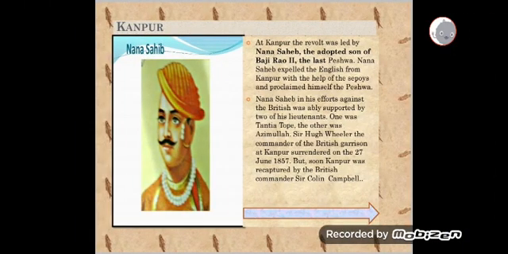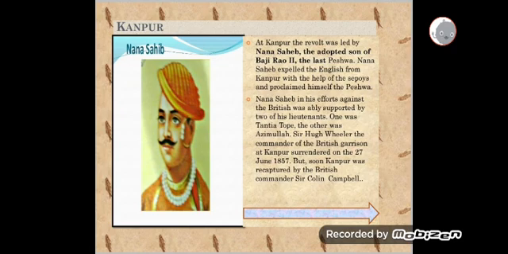After that, we try to know about Kanpur, Nana Sahib. Here we discussed about Nana Sahib. At Kanpur, the revolt was led by Nana Sahib, the adopted son of Baji Rao II, the last Peshwa. Nana Sahib expelled the English from Kanpur with the help of the sepoys and proclaimed himself the Peshwa. Nana Sahib, in his effort against the British, was ably supported by two of his lieutenants. One was Tatya Tope and another was Azimullah.